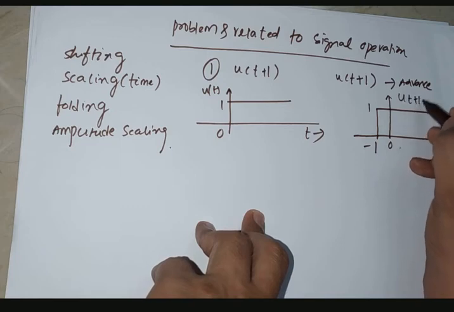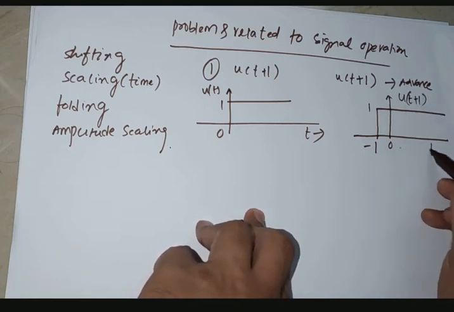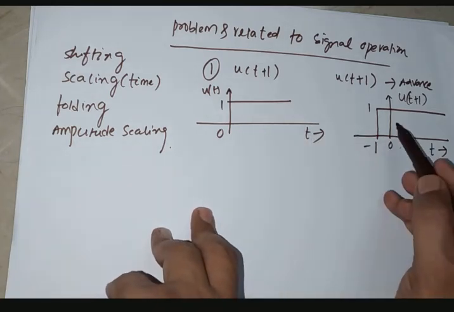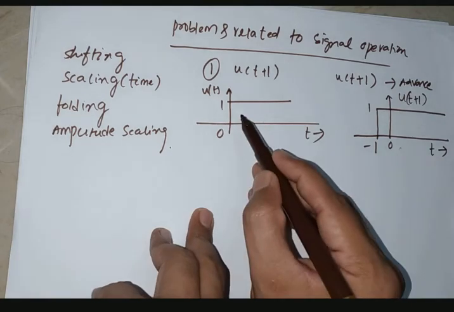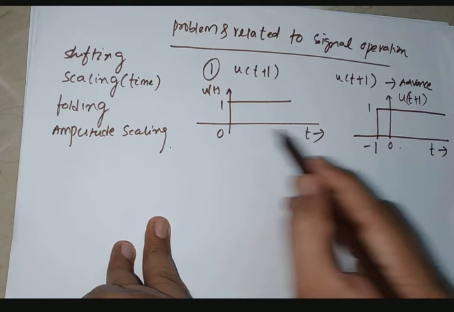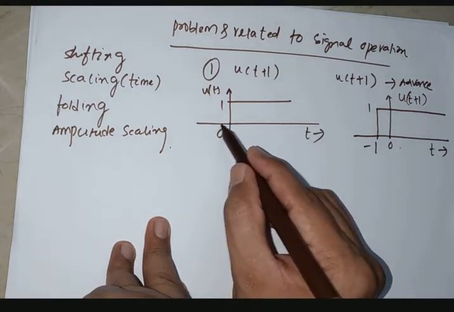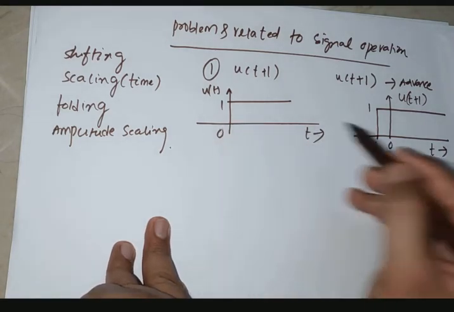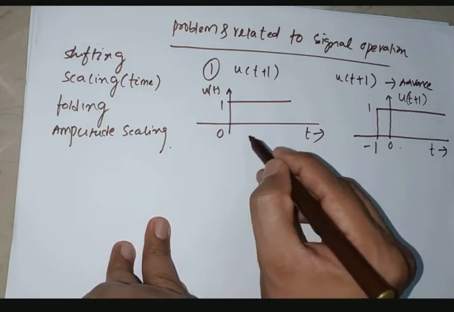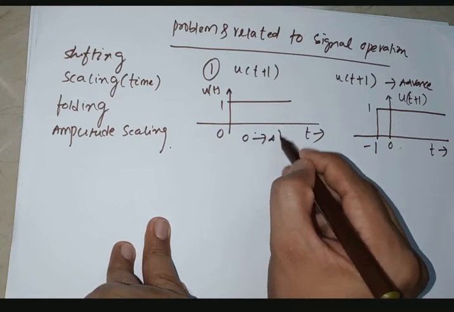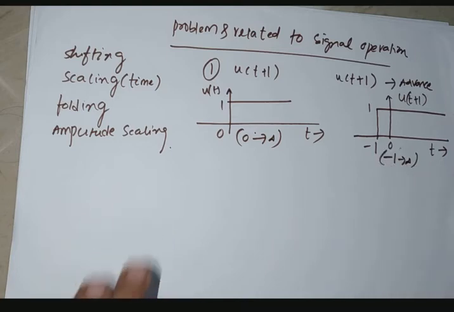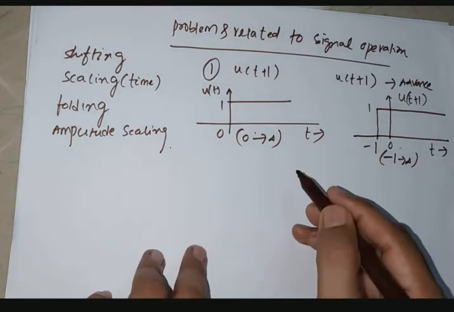Here u of t plus 1. Okay, simple. If you compare this signal with this, the u of t plus 1 means this signal is shifted left hand side by 1 unit. So this is 0, and if you shift left hand side 1 unit, it means 0 minus 1, which is minus 1. So this time limit will shift to minus 1. What is the time limit here? Here it is 0 to infinity, and here it is minus 1 to infinity. Okay, this is your time shifting.